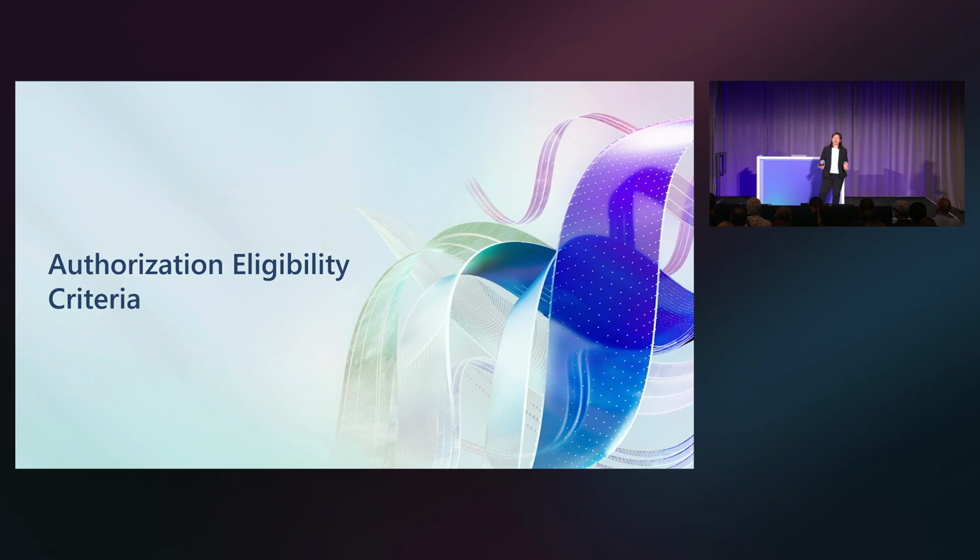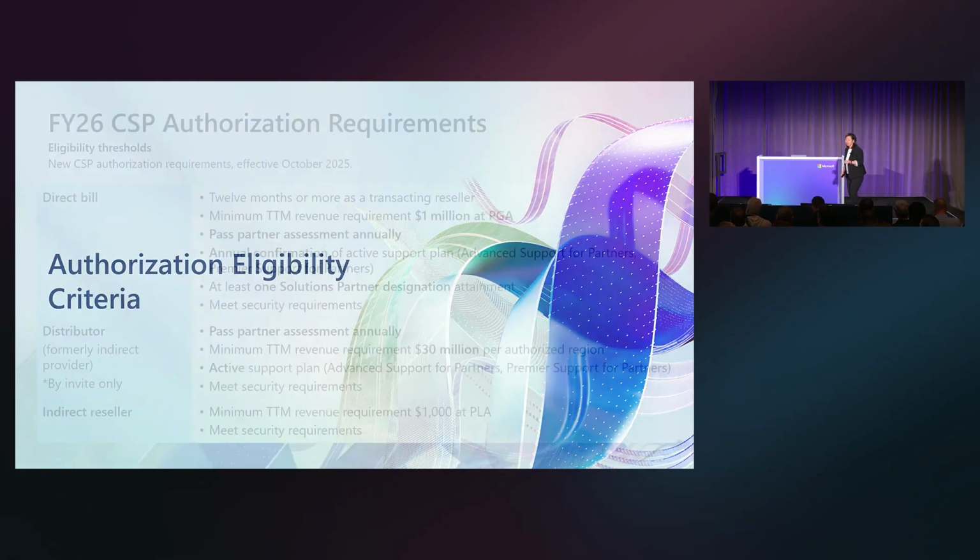So what I'm here to talk about and reinforce is the new authorization eligibility criteria that went into effect from October 1st, 2025. We made this announcement back on May 1st, so it should not be a surprise to a lot of you, right? But as always, I want to make sure that everybody has clarity on how and what we're doing to raise the bar in our ecosystem.